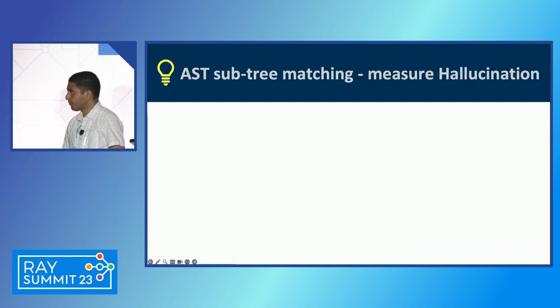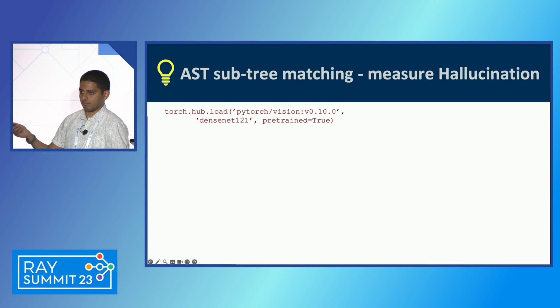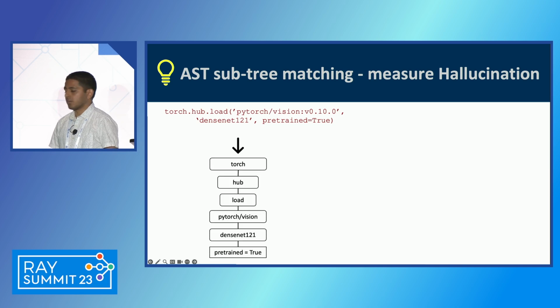So how do we do that? The technique that we use is something called AST subtree matching, right? The abstract syntax tree subtree matching. So suppose the API that's generated is the following: torch hub load, PyTorch vision, densenet121, pretrained equals true. It doesn't matter if you know this API or not, but this is basically an API that exists. The first thing that we do is we build a syntax tree from this API call, right? And this includes all the arguments.